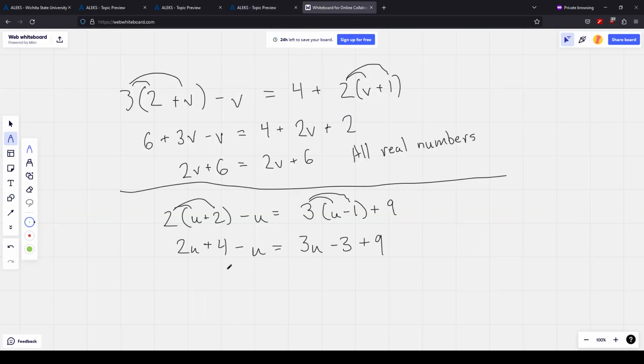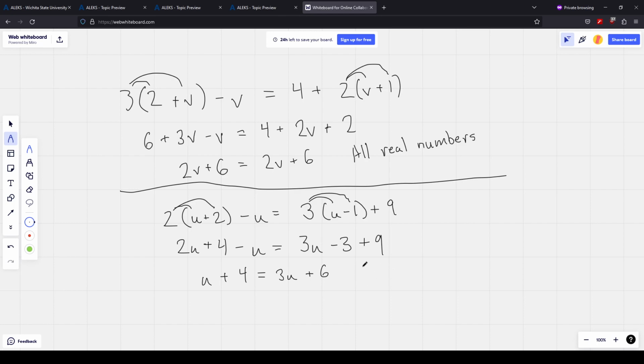From here, let's go ahead and combine like terms on the left and right. 2u minus u, that's going to give me just a single u, plus 4. On the right-hand side, 3u, that's just going to be by itself. And then we have minus 3 plus 9, that's going to give us plus 6. After that distribution, we do not have the same expression on both sides, and we don't have similar expressions really at all here.